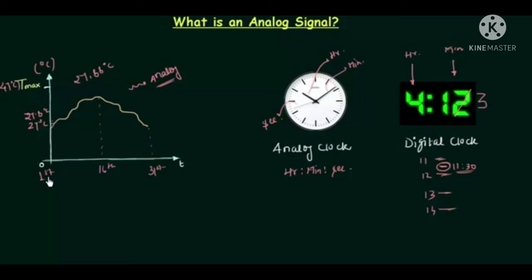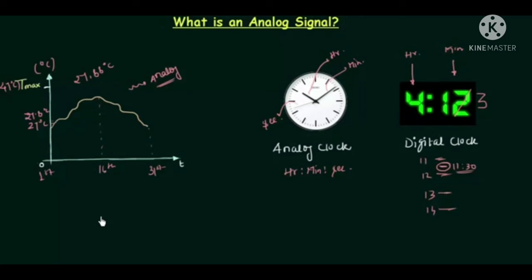So from 0 degrees Celsius we can have any value up to 47 degrees Celsius. So this one is analog because it can take any value within the given limit. So an analog signal is the signal which can take any value within the given limit.